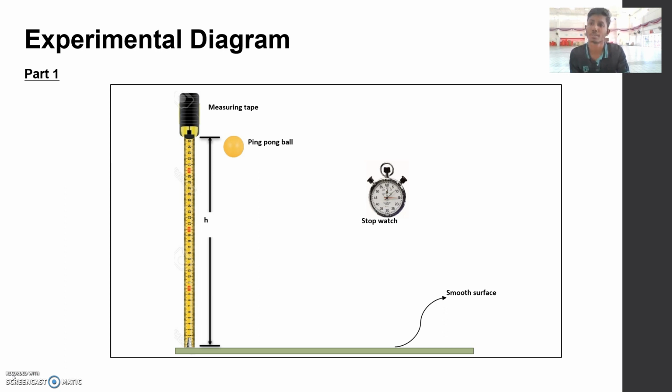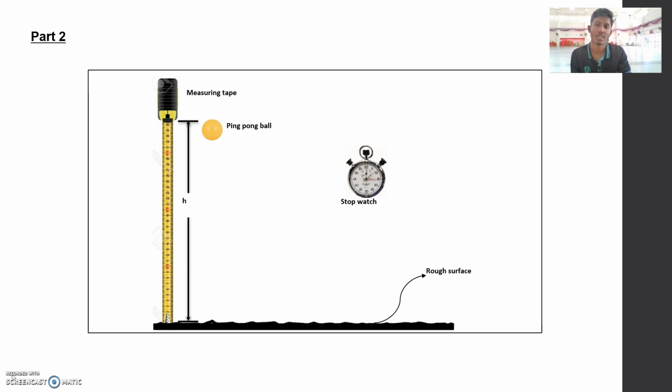Okay, now I will be explaining the experimental diagram. So we have part A and part B. In part A we have a measuring tape for the given height. It's 0.5 meter, 1 meter and 1.5 meter. Then the ping pong ball will be dropped from the given height and then we use a stopwatch to take the time. We fix the time to 5 seconds. Then our manipulated variable is the smooth surface. Then for the second part, we will change the smooth surface to a rough surface.